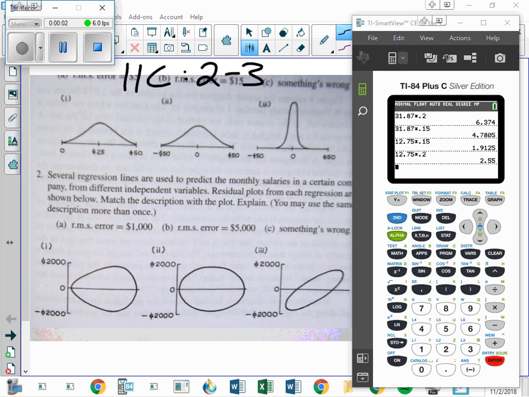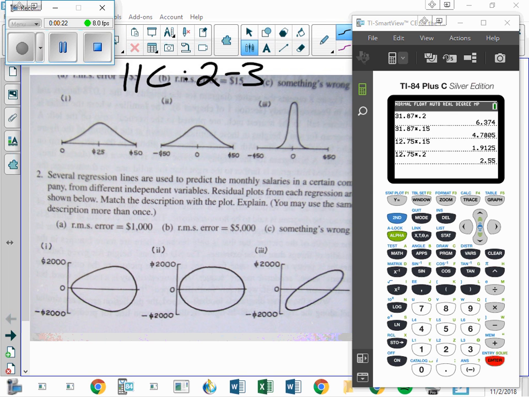All right, 11C, number 2. Several regression lines are used to predict the monthly sales in a certain company from different independent variables. Residual plots from each regression are shown below. Match the description with the plot. You may use the same description more than once.